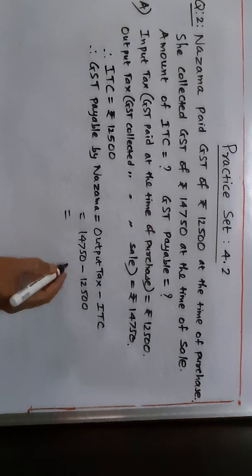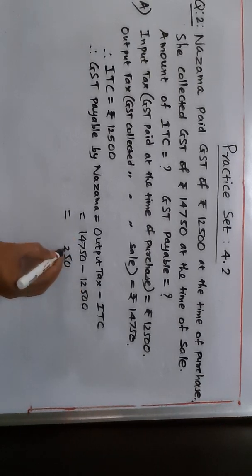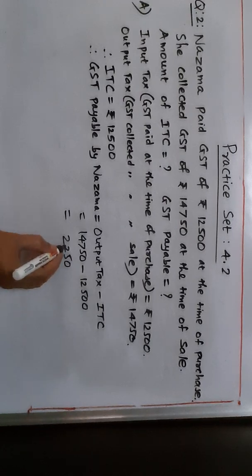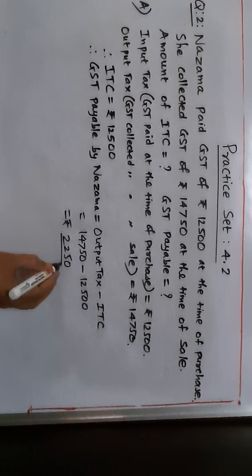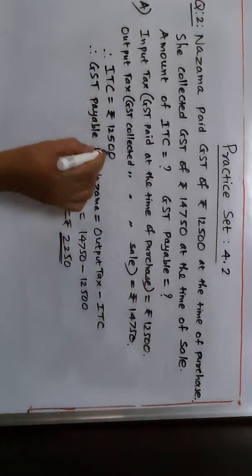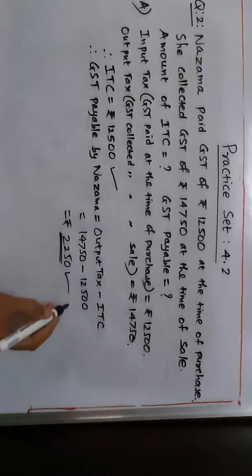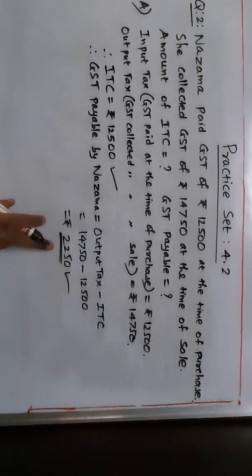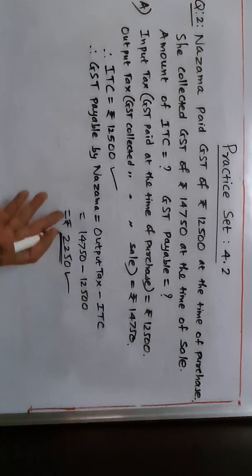The difference: 0 minus 0 is 0, 5 minus 0 is 5, 7 minus 5 is 2, and 14 minus 12 is 2. So this is the GST payable. That is what we had to find. Both answers: the ITC is this, and the GST payable by Nazma will be 2,250 rupees. So these are very simple sums. You only have to understand the concept of input tax, output tax, input tax credit, and the formula for GST payable.